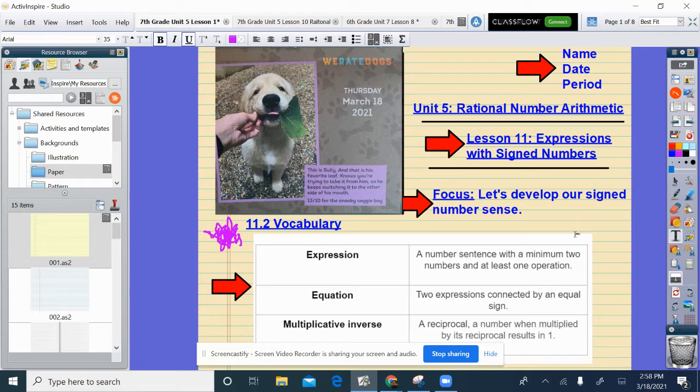We have Unit 5, 7th grade, Unit 5, Rational Number Arithmetic, Lesson 11, Expressions with Signed Numbers. And our focus is let's develop our signed number sense.